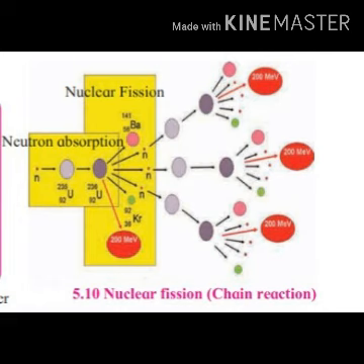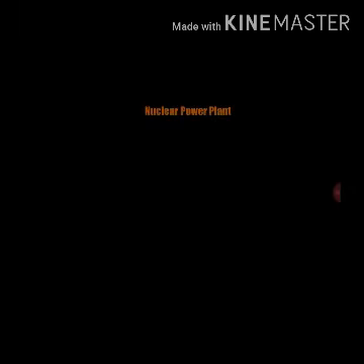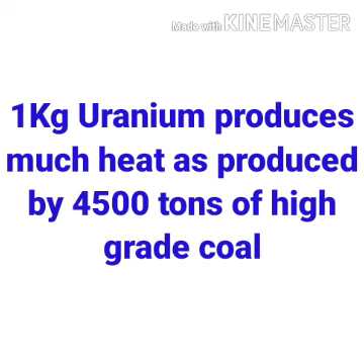What is the advantage of nuclear power plant? 1 kg of uranium produces as much heat as produced by 4,500 tons of high graded coal. So, only 1 kg of uranium is enough to produce the heat produced by 4,500 tons of coal. So, that's why transportation cost reduces and many other advantages are there of nuclear power plant over conventional coal power plant.